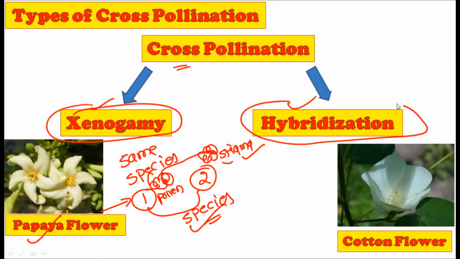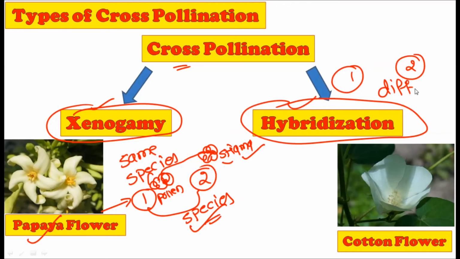While in hybridization, what happens? It is a transfer of pollen grains from one plant to another plant of a different variety or species. Now, when the pollen grains are transferred from one plant to another plant of a different species or variety, then such a type of cross-pollination is called hybridization. And an example for this is the cotton flower.